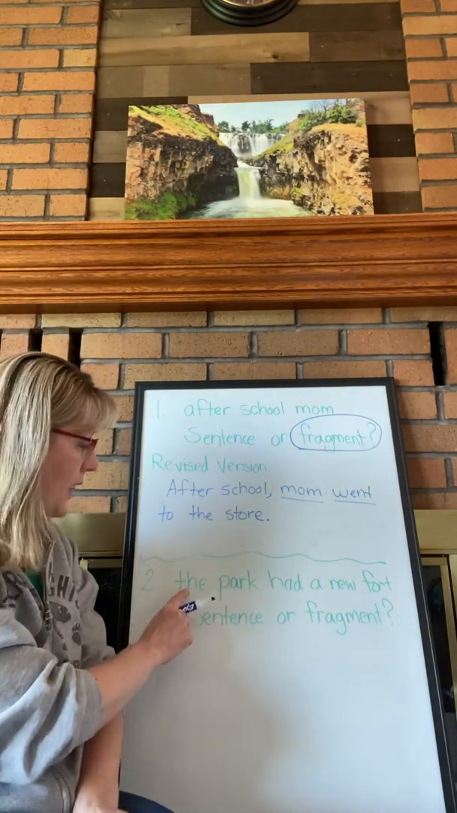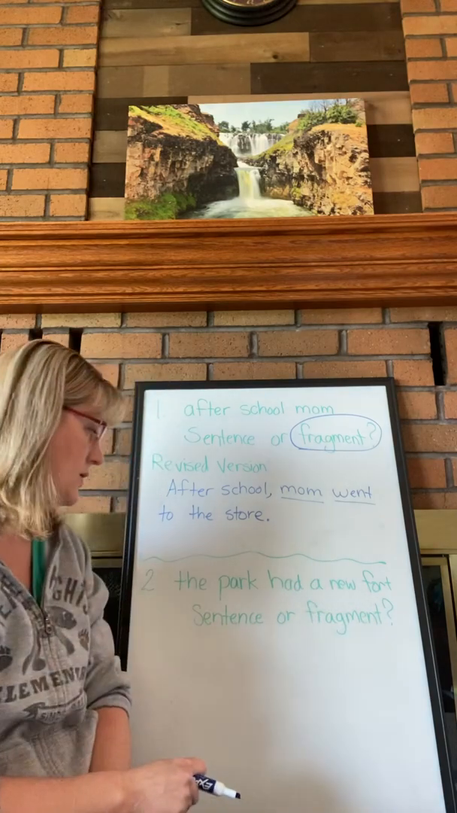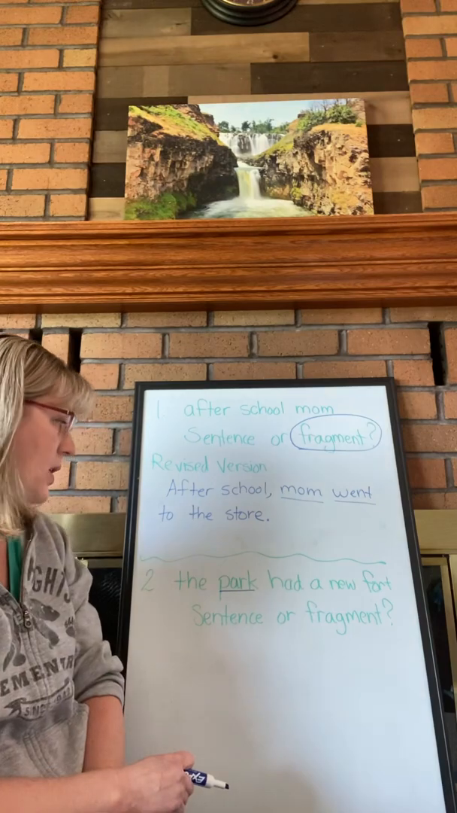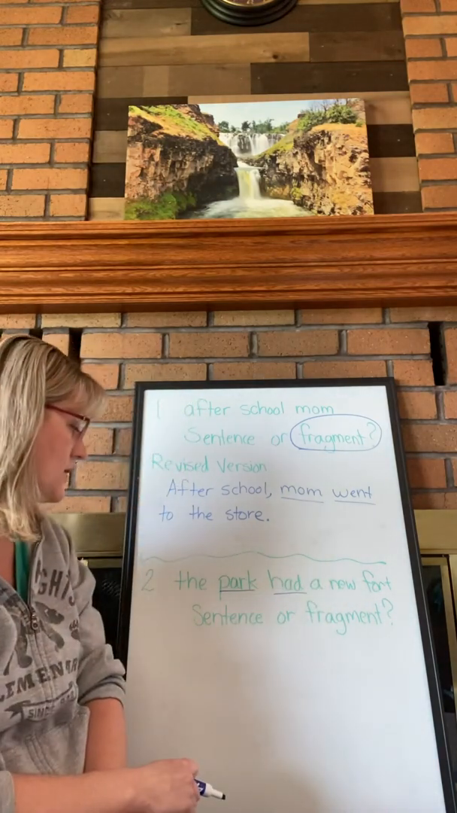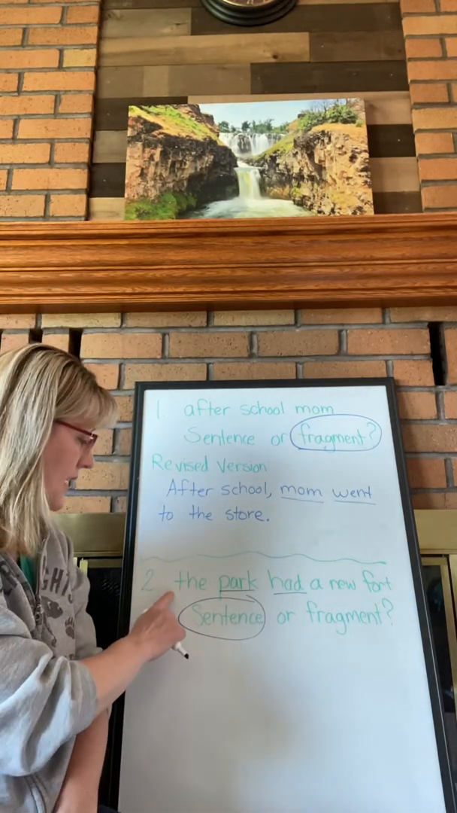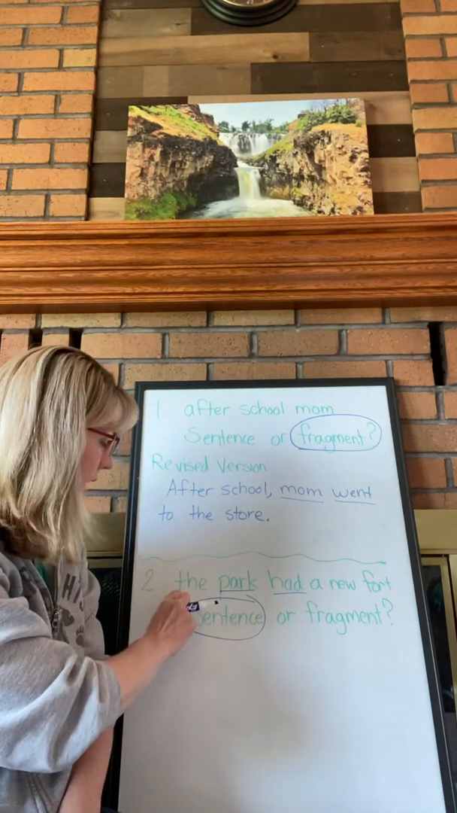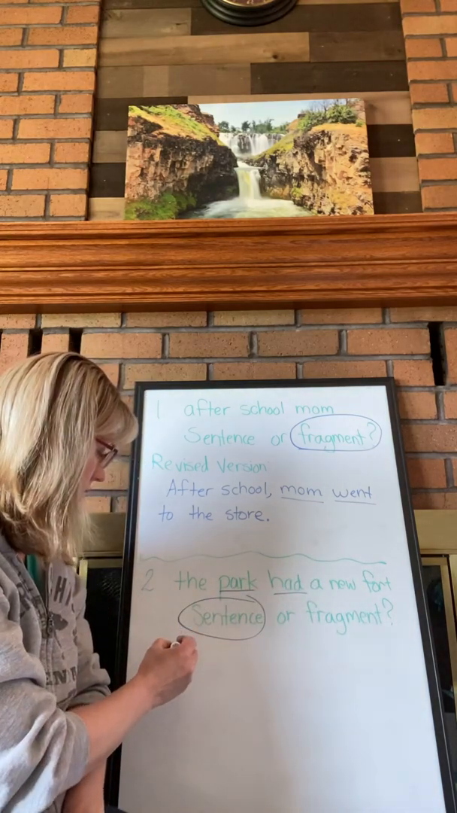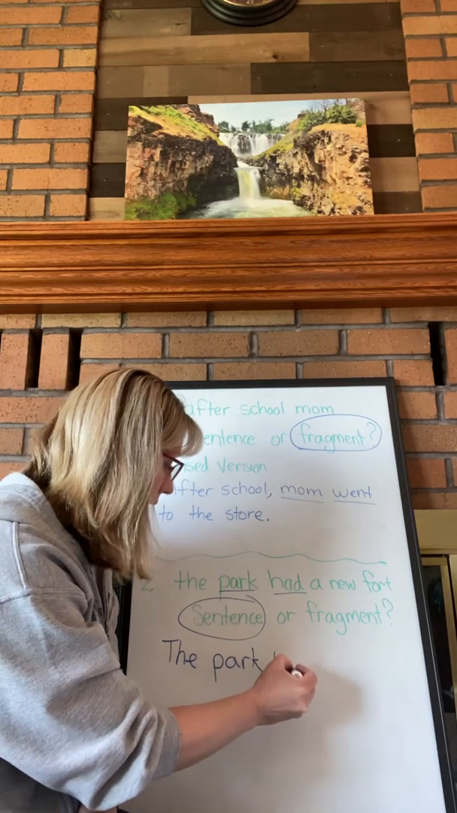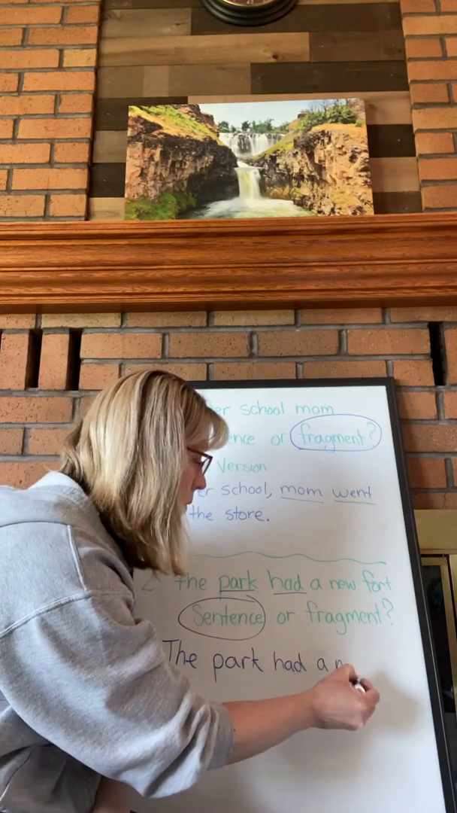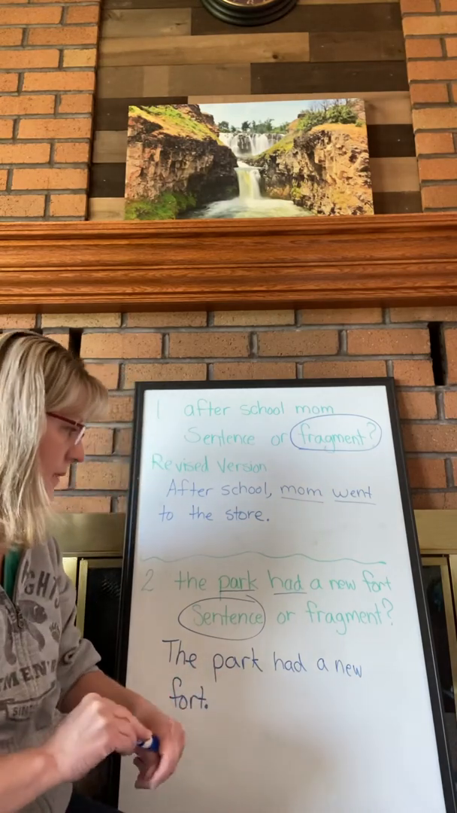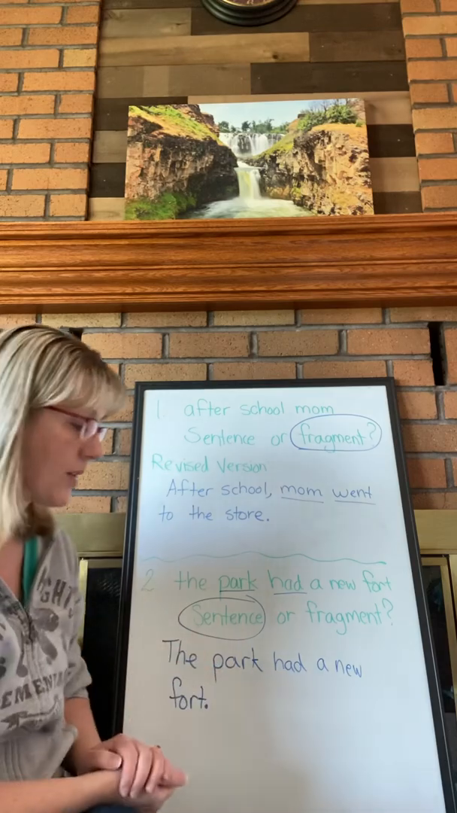Okay? Here's number 2. The park had a new fort. Well, let's see. I have the who, the park, and it had a new fort, so that is a sentence. Now, what I'm going to do with this one is revise it to make sure I have my capitals and my punctuation. So, the park had a new fort. And I'm going to put a period at the end of my thought. Now it's a complete thought with the proper revisions.